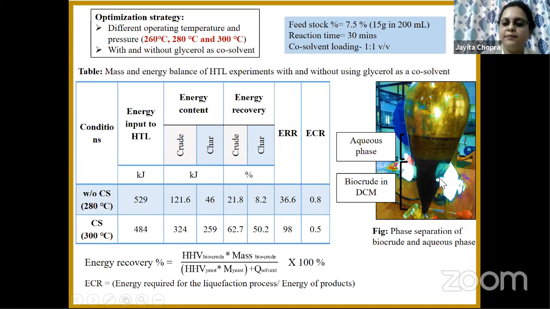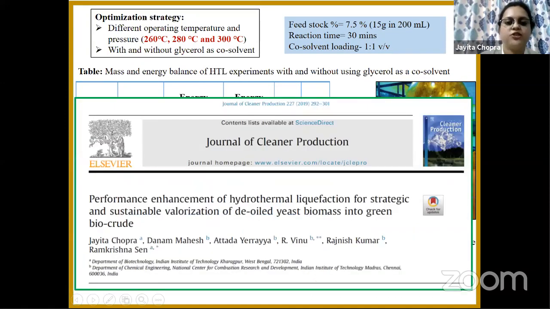And this is the image of the product separation. So the bottom phase is the biocrude, which is dissolved in dichloromethane. I have used this as a separating solvent, and the top phase is the aqueous phase where also some organics are dissolved. And we published this work in Journal of Cleaner Production.